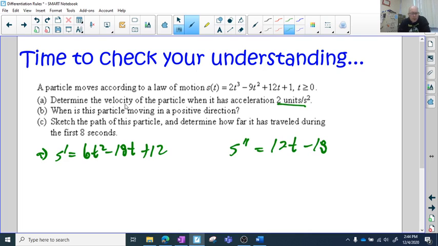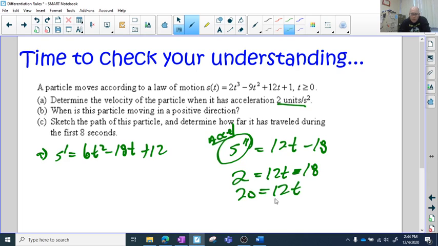Now it says determine the velocity. So to determine the velocity, I got to substitute a time. One of the big mistakes students make is they just fill 2 in for t. This is not a time, it's an acceleration. Well, remember that S double prime means acceleration. We're going to replace this left side with a 2 because that's what I want the acceleration to be. And I'm going to determine the time that will give me that acceleration. Oops, minus 18. That's a minus. So bring your 18 over, you're going to get 20 is equal to 12t.